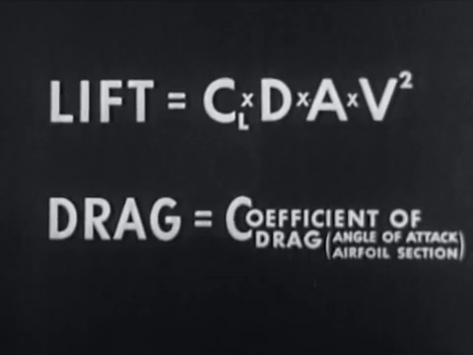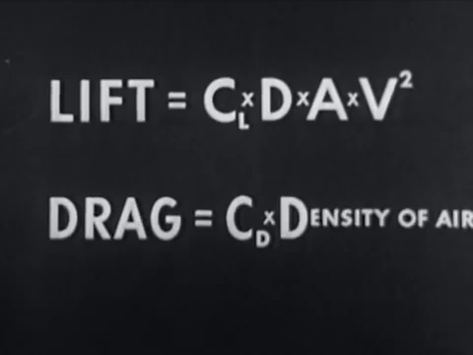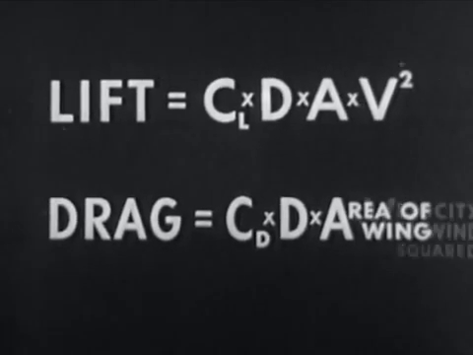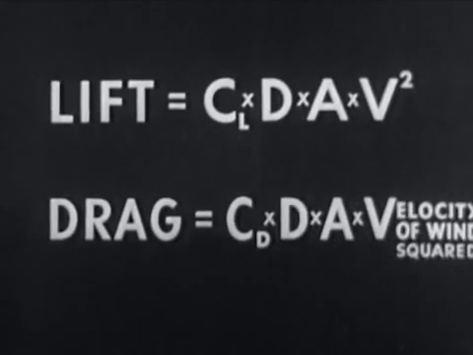Drag equals the coefficient, which is determined by the angle of attack and shape of the airfoil, multiplied by the density of the air, multiplied by the area of the wing, multiplied by the velocity of the wind squared.